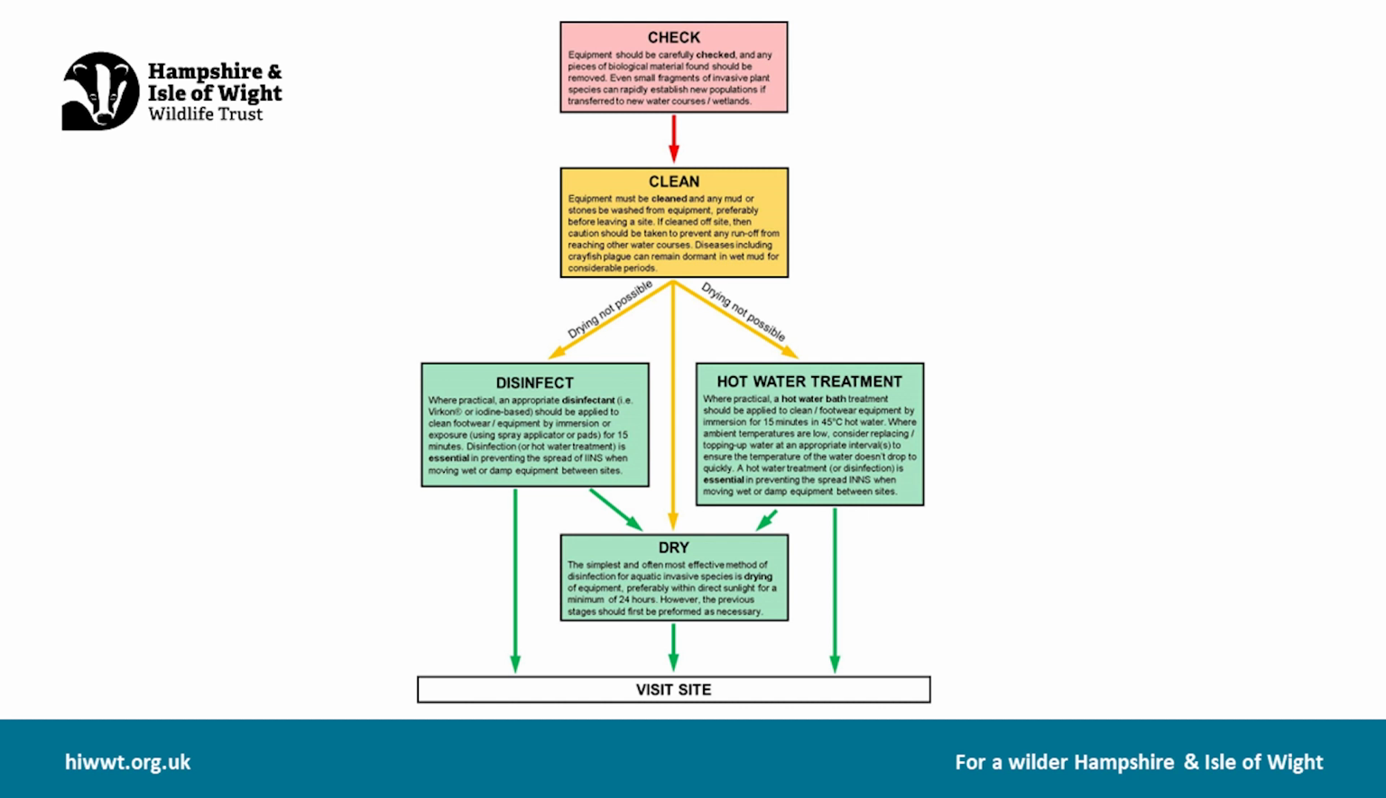This flowchart also talks about a hot water treatment, so immersing items in 45-degree water or more. There are trials going on to see how effective this is at denaturing crayfish plague, and there's a certain amount of debate as to how effective that actually is. So although it's part of this flowchart, in terms of our crayfish work, we use the left-hand side, or just straight down the middle.